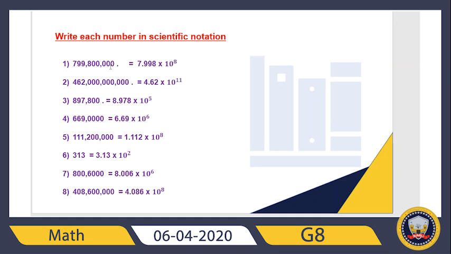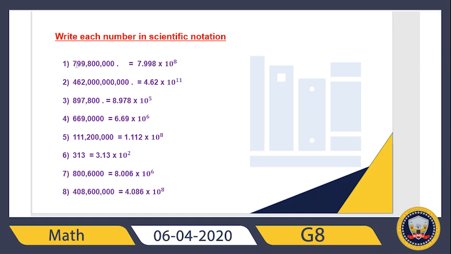How many steps? 1, 2, 3, 4, 5, 6, 7, 8, until this point reaches a place where there is only one digit at its left side. Then I write the whole numbers 7.998, regardless of my zeros. Then I write 7.998 times 10 to the power of the number of steps which the decimal point moved inside my number.